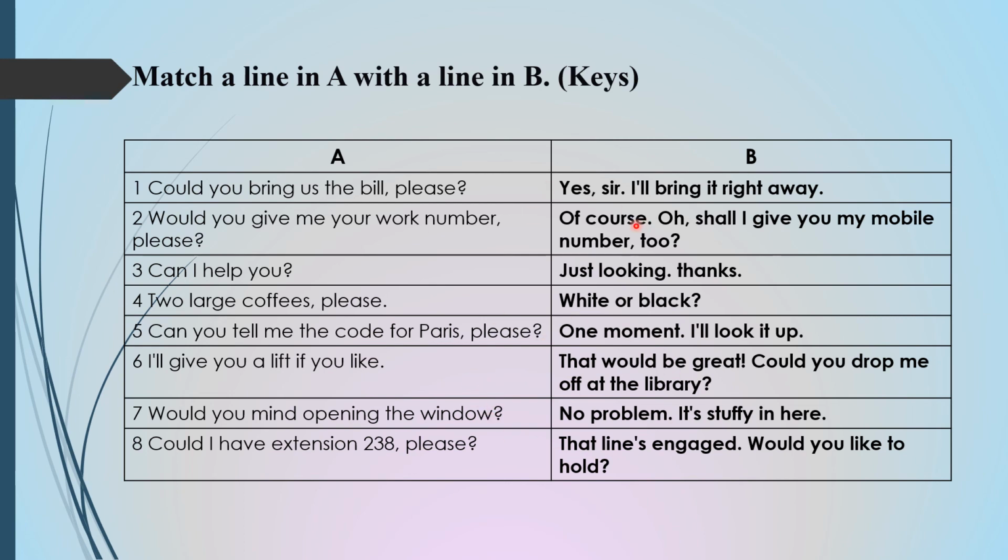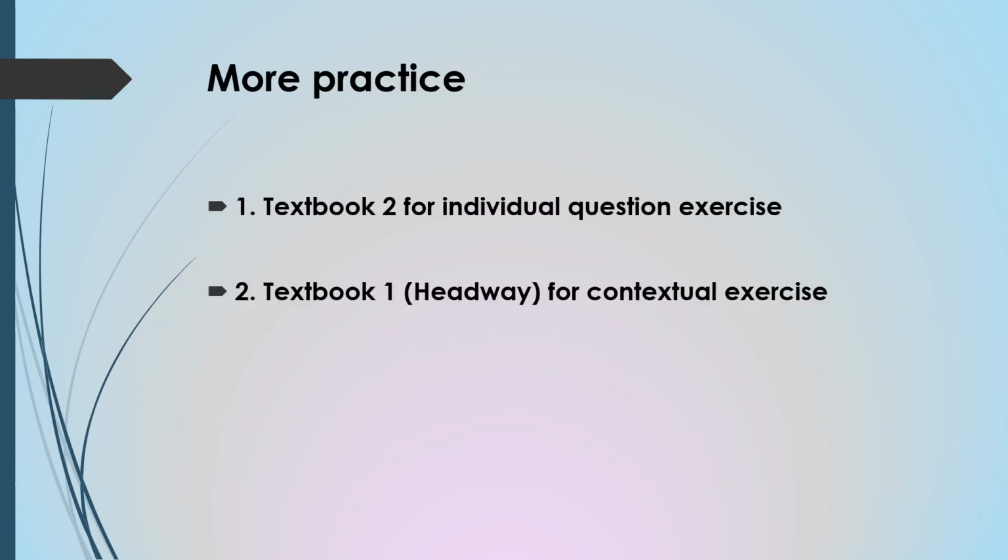So those are the keys, so you can easily understand. You can match with your answers as well. Okay, so now if you want to have more practice, you know where to go. You can have a textbook too for individual question exercises, as I have. You can get it easily, and I can also assure you that in textbook 1, from the Headway book, you have lots of contextual exercises. So please do read, please do browse those pages. Definitely you will get some.